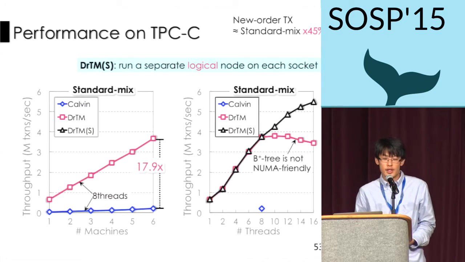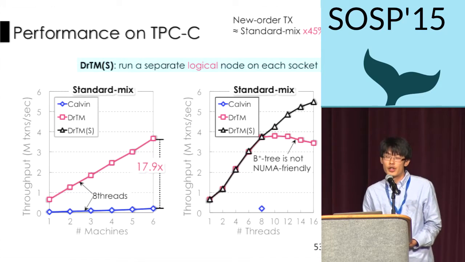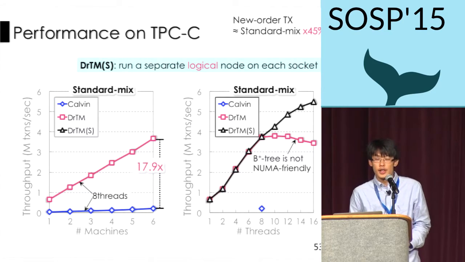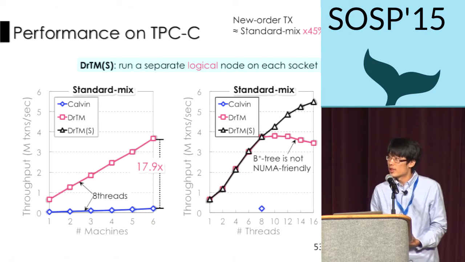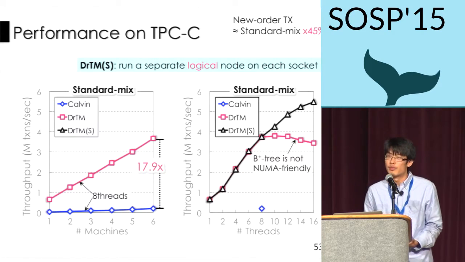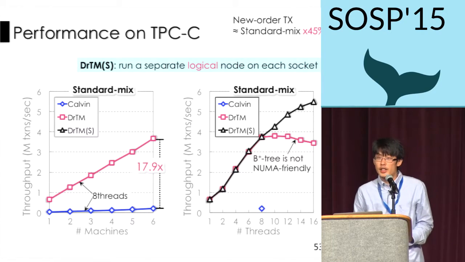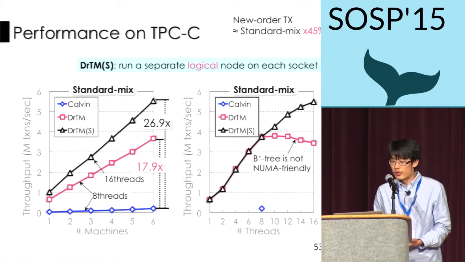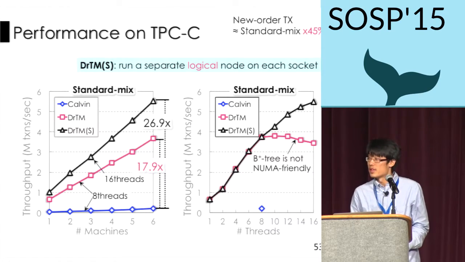Fortunately, since TPC-C is a well-partitioned benchmark, we can avoid most cross-socket accesses by deploying a DrTM instance at each socket. The resulting system, DrTM+S, can scale up to 16 threads, and it can outperform Calvin by 27 times when using 6 machines.